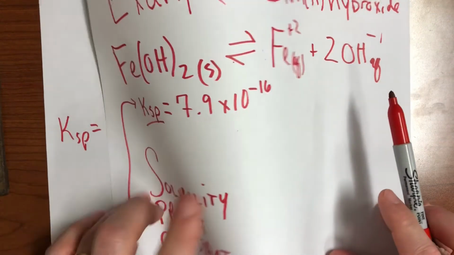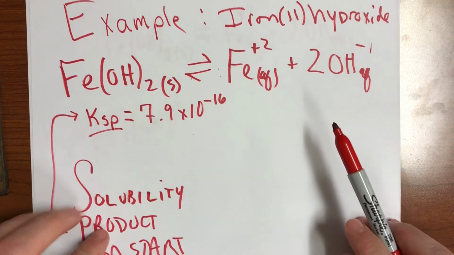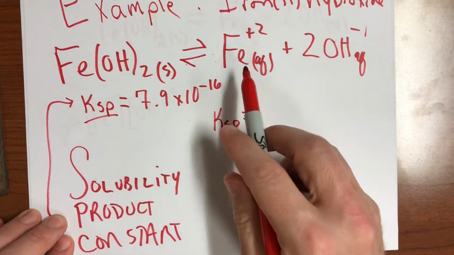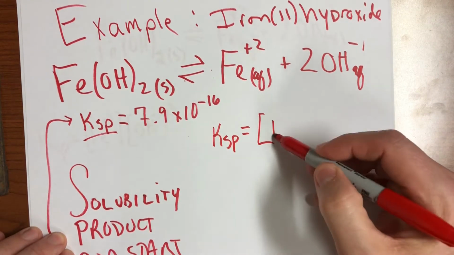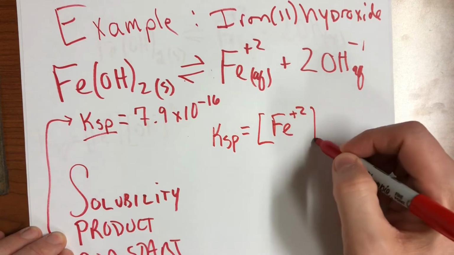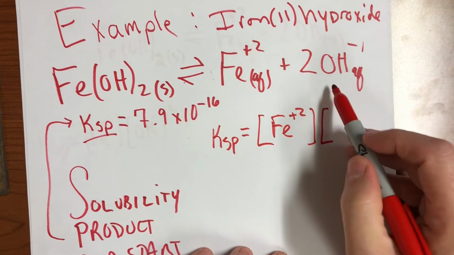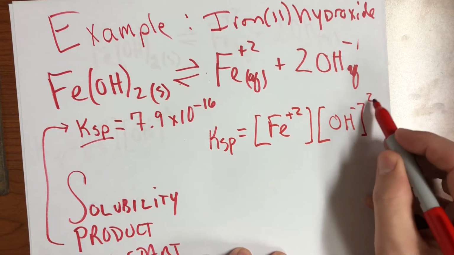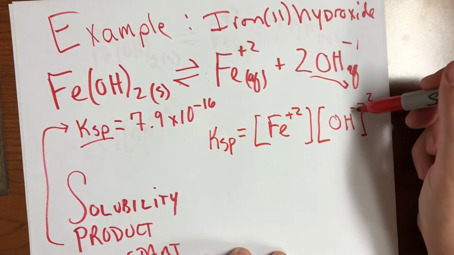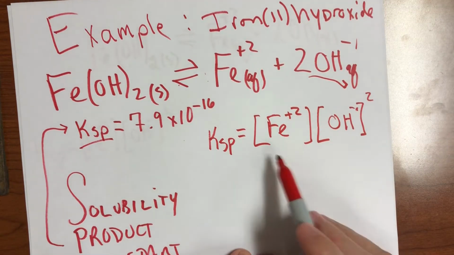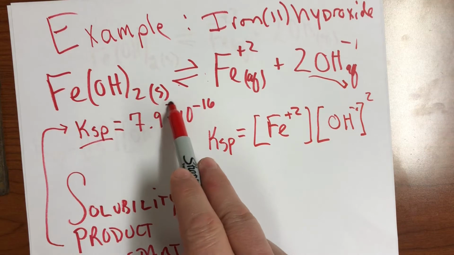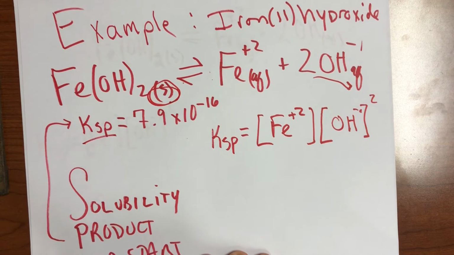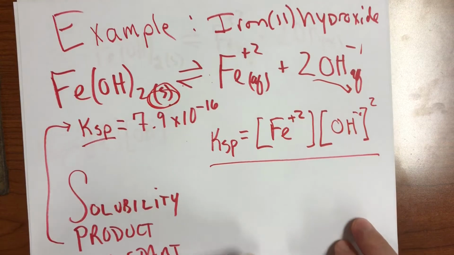Well, we're going to start by writing a K expression, the way we always would. So Ksp is going to be equal to the products: the equilibrium concentration of iron 2 times the equilibrium concentration of hydroxide, but that's got to be squared because of the coefficient 2 there. Oh wait, it's not over anything, it's over 1, because that original iron hydroxide is solid, so it's not going to participate in the equilibrium. So we're done. That is our equilibrium expression.